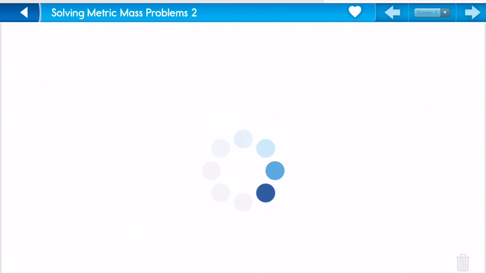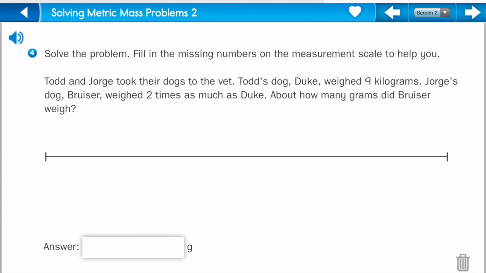All right. Let's try one more. It says solve the problem. Fill in the missing numbers on the measurement scale to help you. Todd and George took their dogs to the vet. Todd's dog Duke weighed 9 kilograms. George's dog Bruiser weighed 2 times as much as Duke. How many grams did Bruiser weigh?